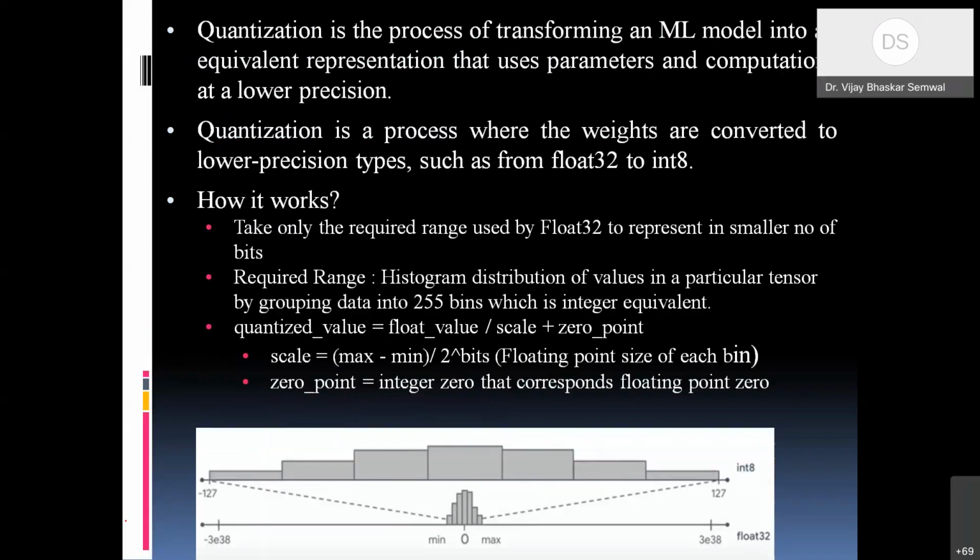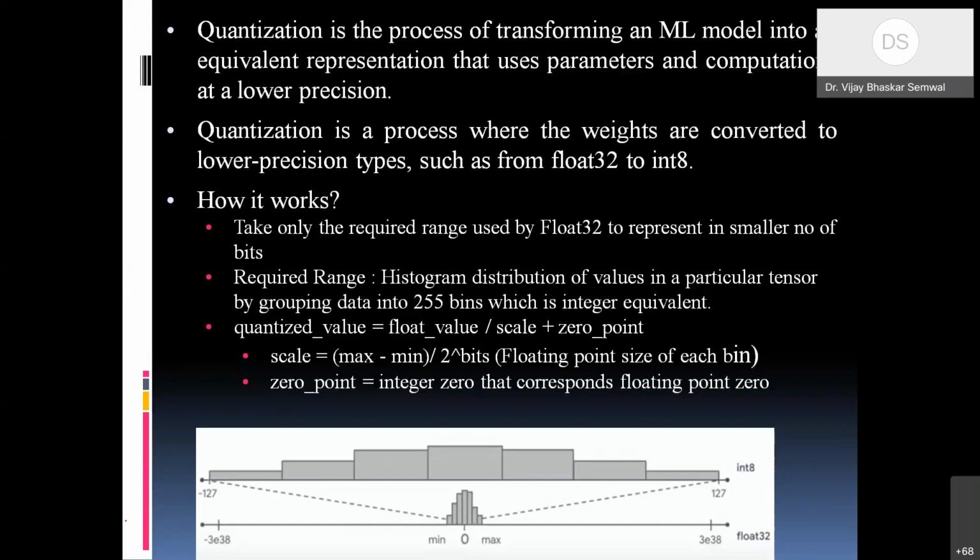Then another technique is quantization. It is the process of transforming a machine learning model into an equivalent representation that is less precise, that uses parameters and computation at lower precision. So we are sacrificing precision, but ultimately the data is not lossy. Quantization is a process where weights are converted into a lower precision type, such as float 32 to integer 8, so that it takes less memory.